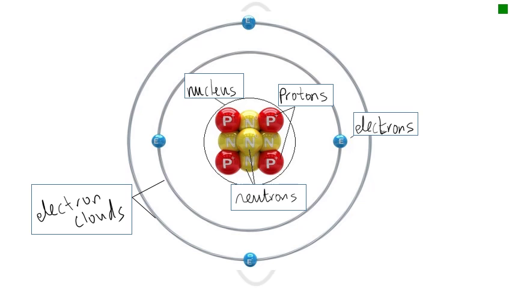Where do you find the protons and neutrons? In the nucleus or in the electron clouds? Yes, inside the nucleus, very good. So this is the nucleus. It has the protons and the neutrons. The protons are positively charged, neutrons have neutral charge. And the electrons are in the electron clouds.